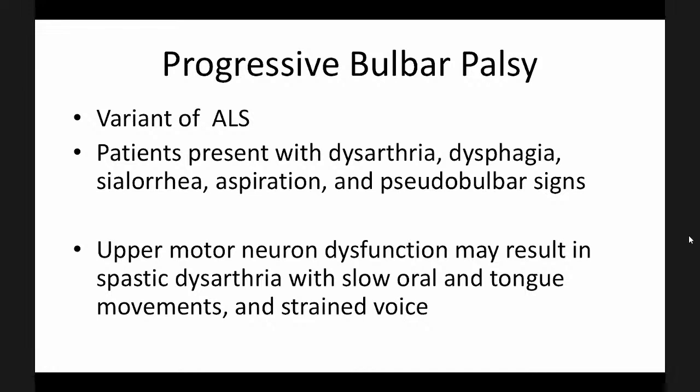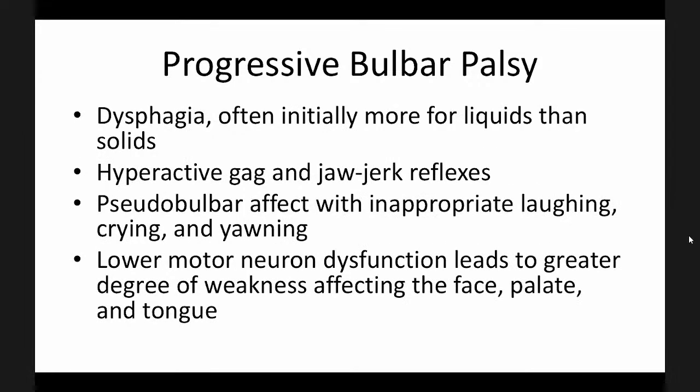We have progressive bulbar palsy, a variant of ALS. Patients present with dysarthria, dysphagia, excessive salivation, aspiration, and pseudobulbar signs. The upper motor neuron dysfunction may result in spastic dysarthria with slow oral and tongue movement and a strained voice. Dysphagia is often initially more for liquids than solids.